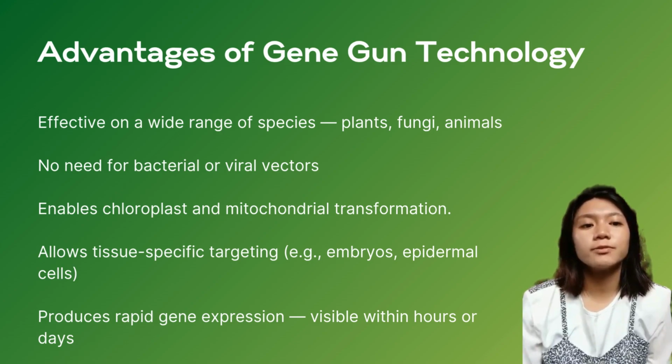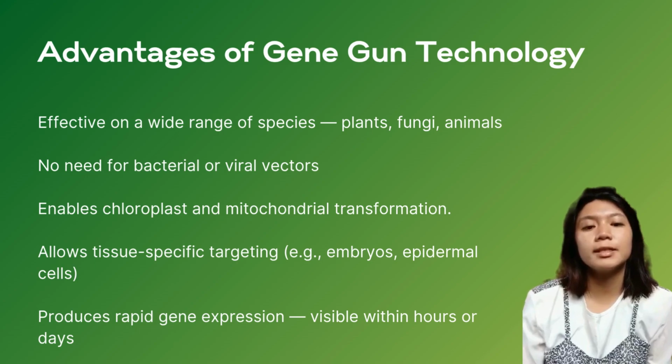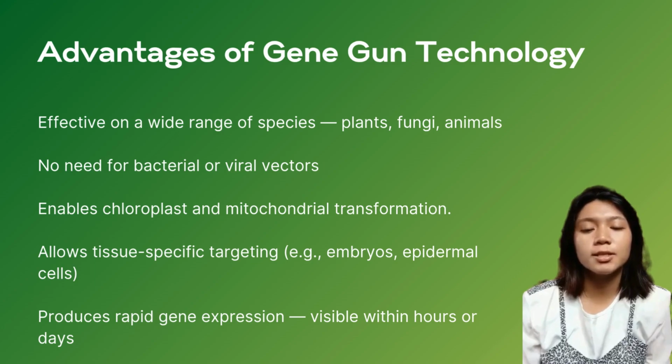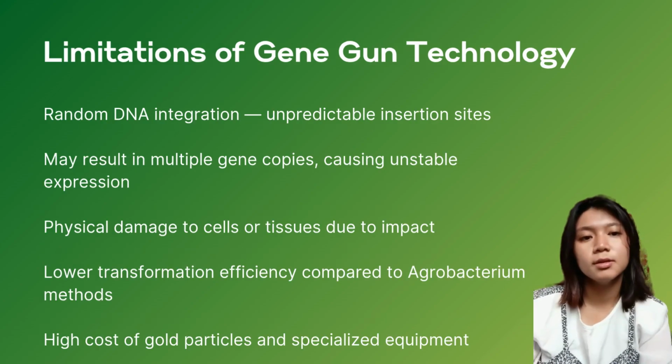Some key advantages of the gene gun include its ability to work on a wide range of species, from plants and fungi to animals. It doesn't require bacterial or viral vectors and can target specific tissues such as embryos or epidermal cells. And lastly, it also produces rapid gene expression that can be observed within just hours or days.